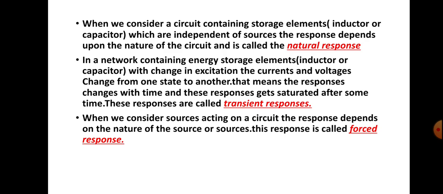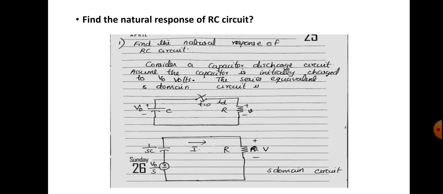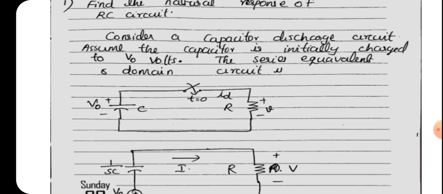Next we will consider a problem. Find the natural response of the RC circuit. Here an RC circuit is given. There is a capacitor C and a resistance R. There is no external source connected to this circuit, and we are asked to find the natural response of this RC circuit.